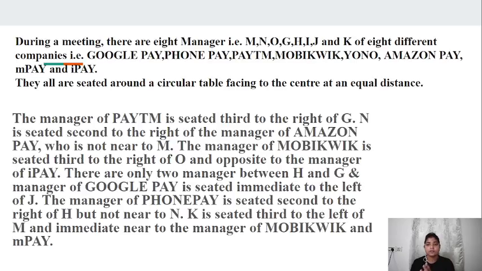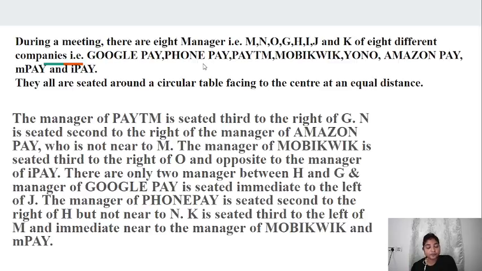Okay. So this is the next puzzle. It is about managers. It is also a circular table. It is actually a circular arrangement, and we will solve this puzzle using the thread method. These are the people, M, N, O, G, H, I, J, K, and these are the companies.